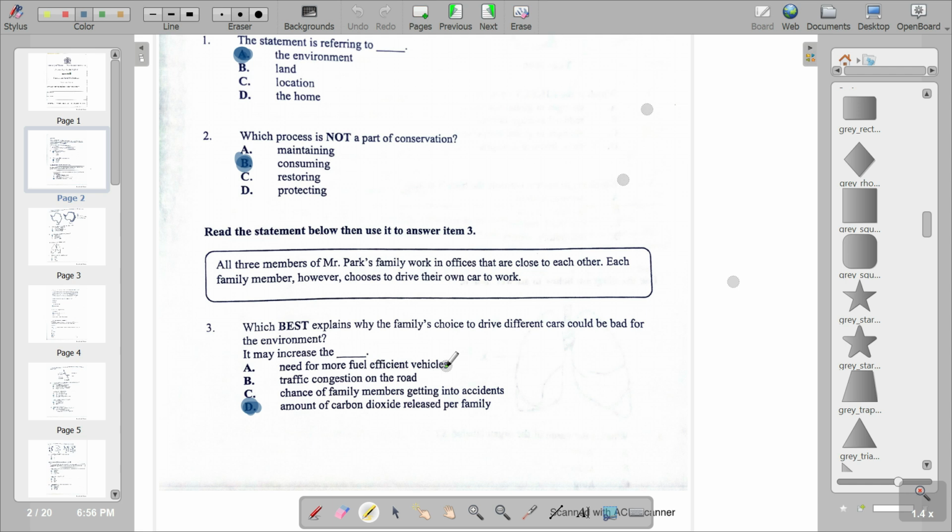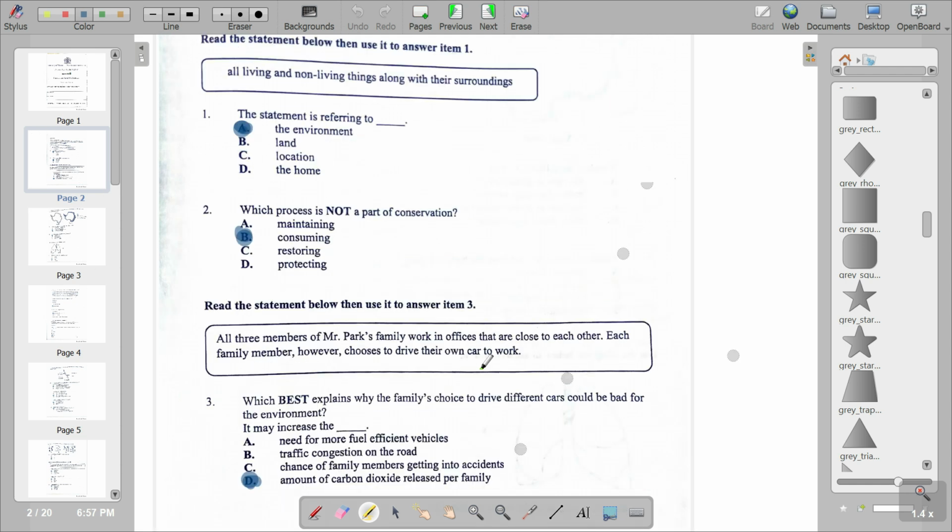Well, yeah, that can be a reason, because they're all going to have to drive, but I don't think that's it. Traffic congestion on the road. Yeah, that can also be a reason. Chance of family members getting into accidents. That's always something, whether you're driving by yourself or not. So amount of carbon dioxide released per family member, definitely. So I chose this because the number of cars that will be driving will be producing carbon dioxide in the air. So I chose D. Okay, so let's jump into the next question.